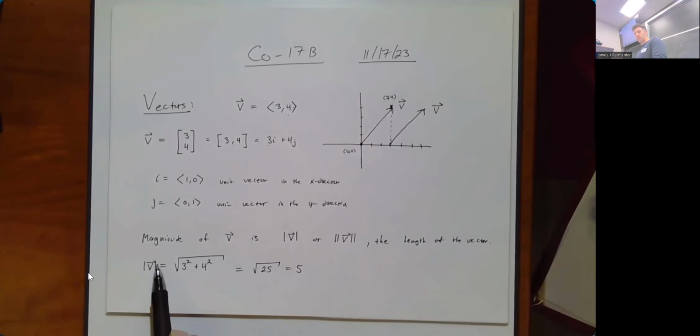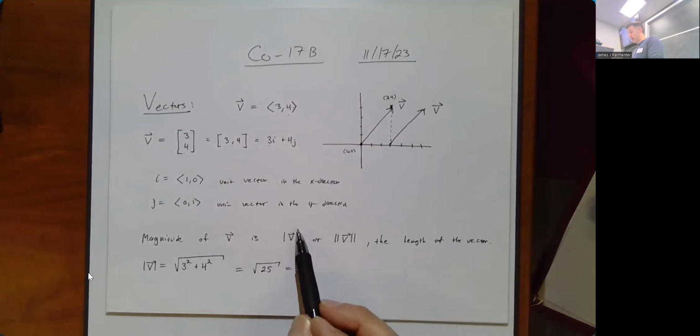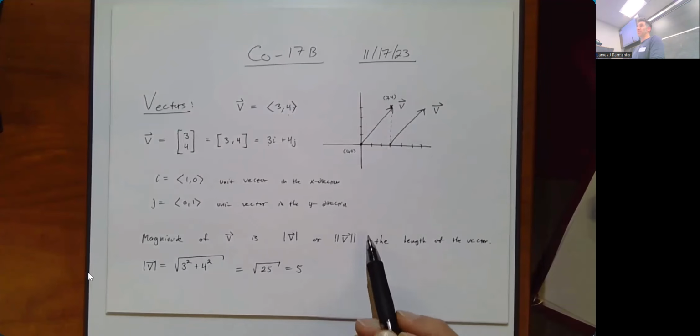I usually prefer this notation because it's less writing, but you should think of these notations as being interchangeable. If you see absolute value of a vector or double absolute value of a vector, they mean the same thing. They just mean how long is that vector.